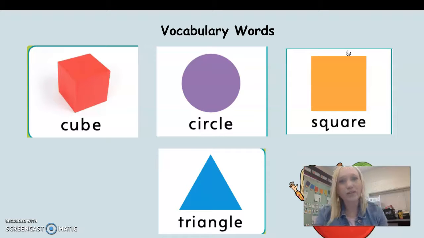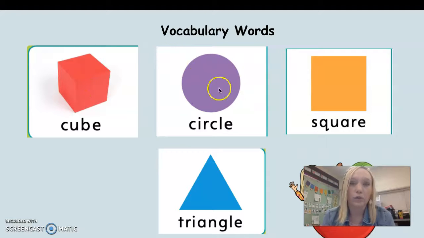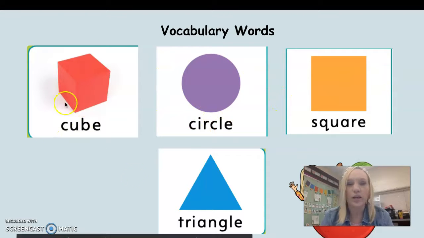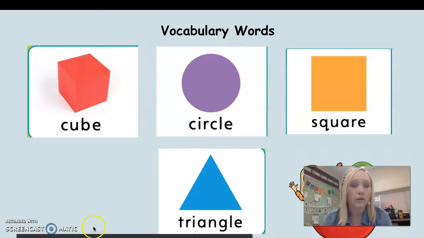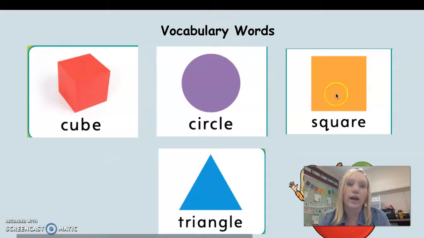So, today we are going to look at the vocabulary words that we have for this week. Our vocabulary words for the week are shown here. So, we have the picture and then we have the word. So just from looking at the pictures, what do you think the theme of our vocabulary words is for this week? That is right. You are correct. We are looking at shapes.